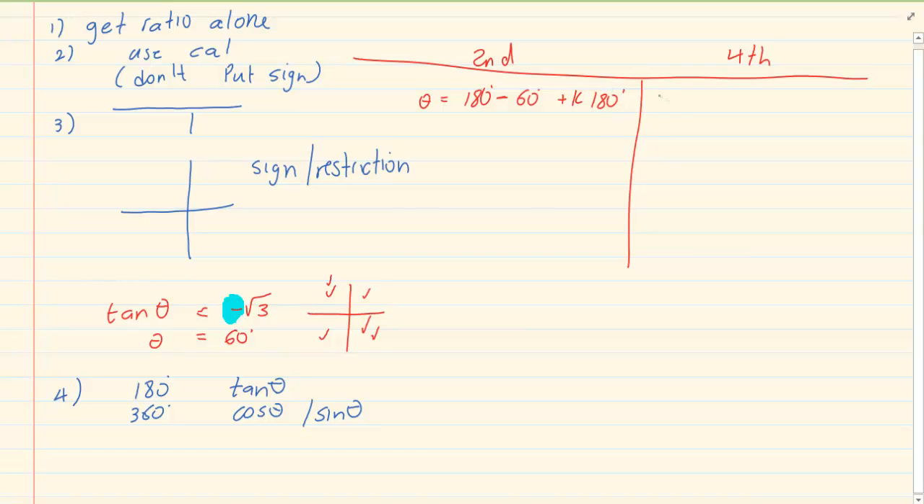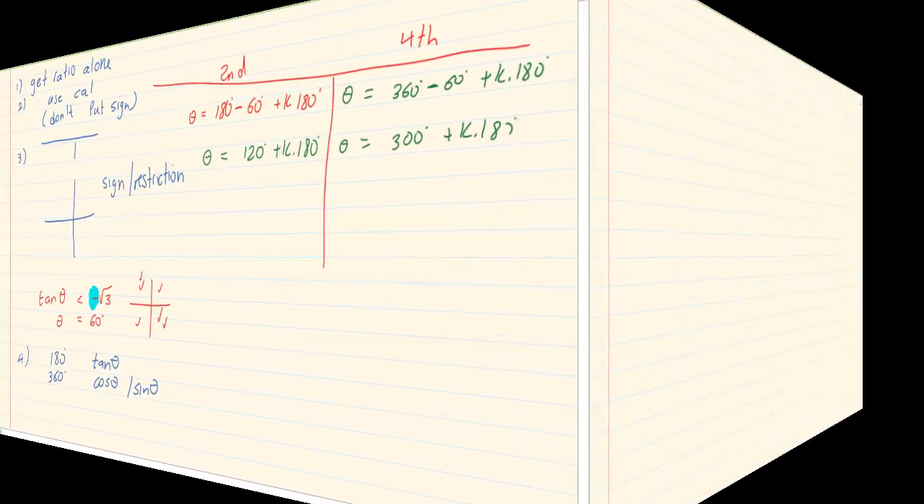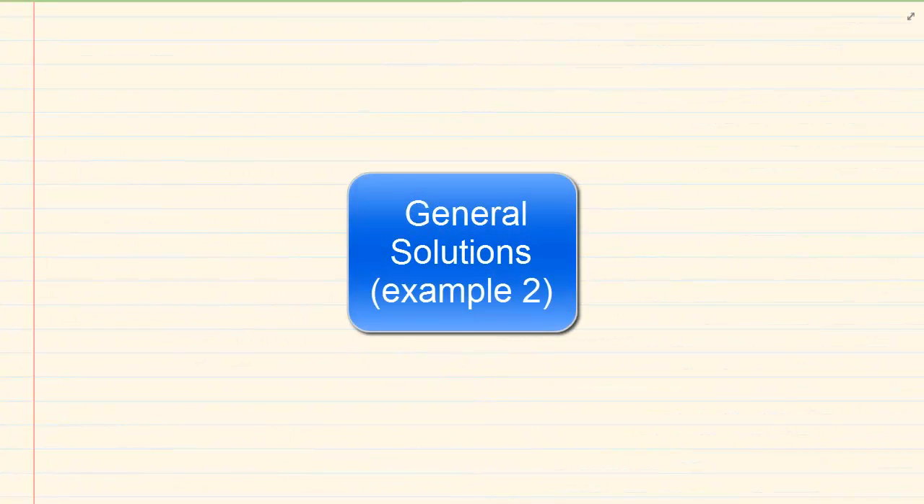For the fourth quadrant, we have theta is equal to 360 minus 60 plus k 180. Simplifying it, we have theta is equal to 120 degrees plus k 180, and we have theta is equal to 300 degrees plus k 180. Right, let us do more challenging examples.